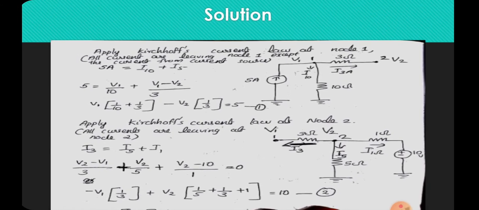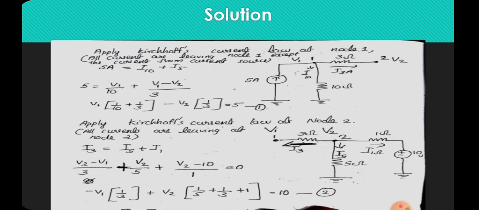So what is I3? I3 is equal to V2 minus V1 by 3. I3 is the current through 3 ohm and it is the differential voltage divided by resistance. So V2 minus V1 by 3 plus next is I5. I5 is V2 divided by 5, and next is current through 1 ohm. Current through 1 ohm is V2 minus 10 divided by 1 ohm.